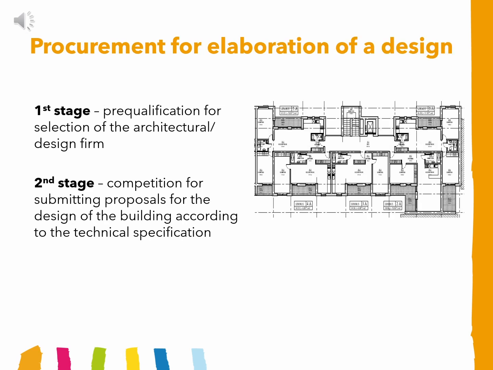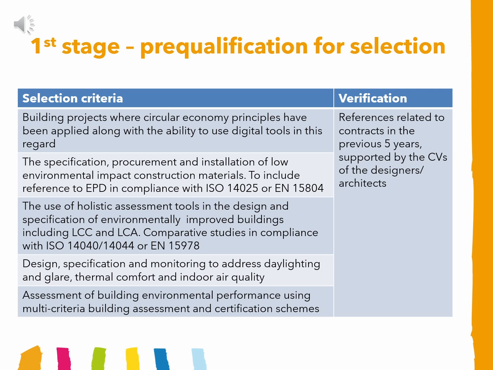The procurement of a building design is often carried out in 2 stages. The first stage is pre-qualification, selecting architectural or design firms based on their experience and competencies. In the second stage, shortlisted firms submit design proposals based on the technical specification. If the municipality lacks sufficient clarity about the project, alternative procedures such as negotiation, competitive dialogue, or a design contest may be used. Pre-qualification relies on clear, verifiable criteria.